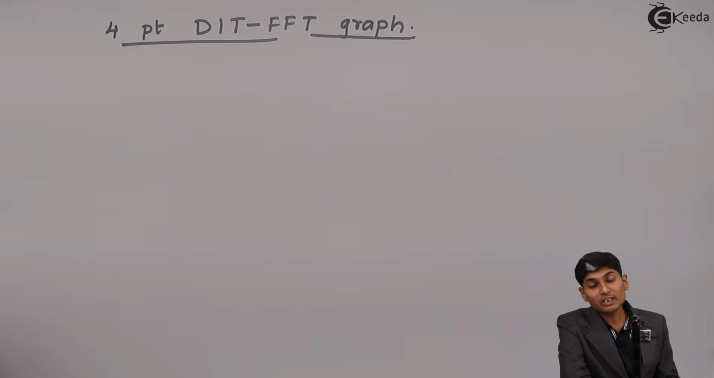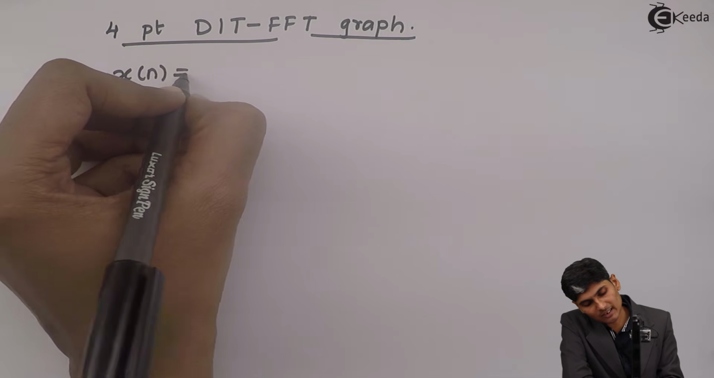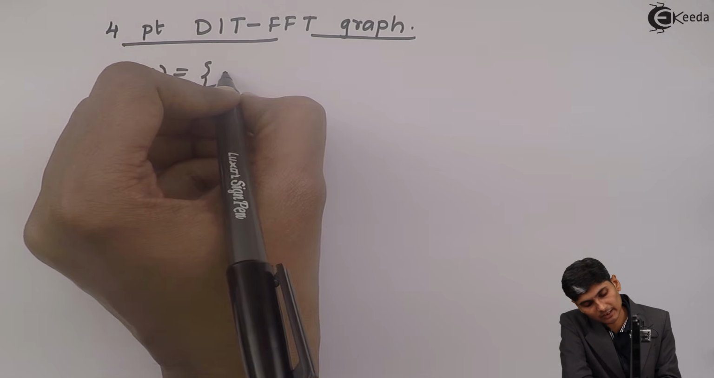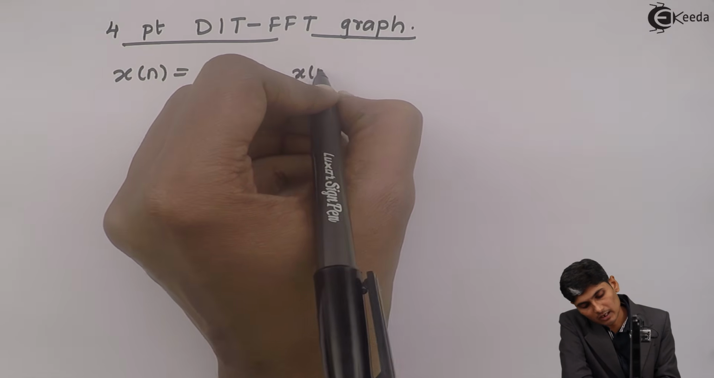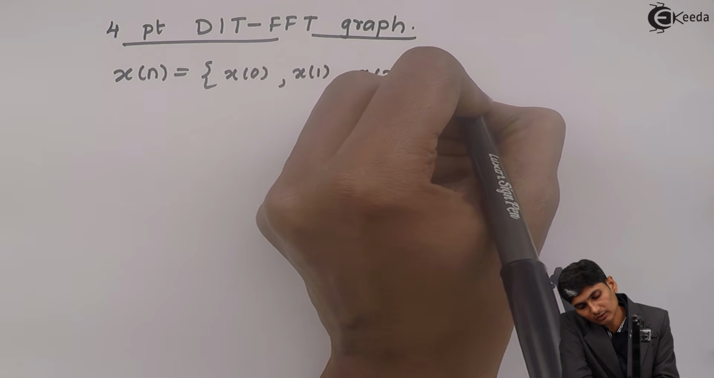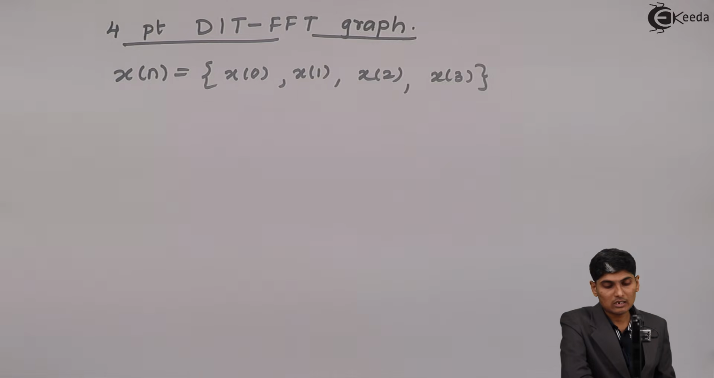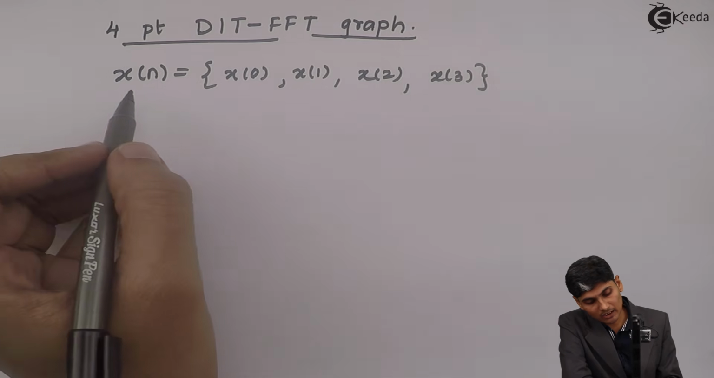Now we are having decimation in time. That means I'm going to break or divide my time. That means if I have an x of n signal, because it's a 4-point, then I will have 4 sequences: x of 0, x of 1, x of 2 and x of 3. So we have 4 such sequences.